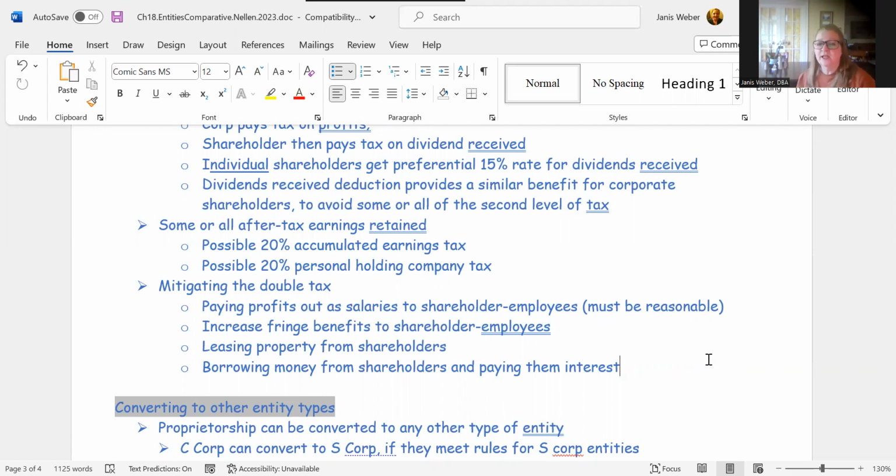And then the next one, you can increase fringe benefits to the shareholders and employees, but only to the extent that it's reasonable. Again, you can't give them something that is not okay as far as a legitimate fringe benefit. But you can explore all the fringe benefit options that are out there and try to maximize them.